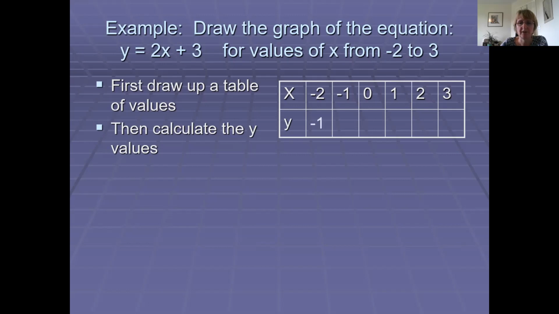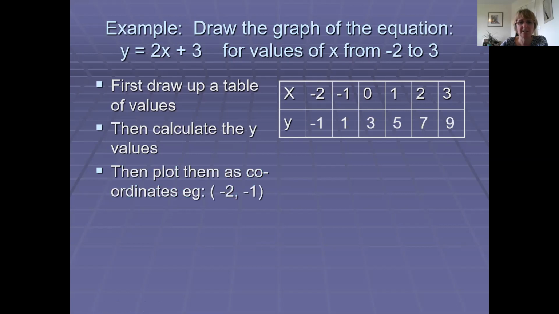Okay, now I've actually not done them in order there. So that's 3. Next one, take 2 times 1, and add 3. 2 times 1 is 2, add 3 is 5. Next one, 2 times 2, add 3. 2 times 2 is 4, add 3 is 7. And the last one will be 9. When you start doing a few, you can often spot a pattern, so you can then just fill in the remainder in the table. Okay, then we're going to plot them as coordinates like we did with the last one. That would be the first one.